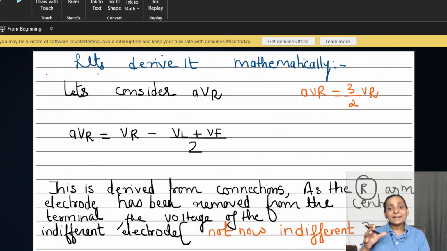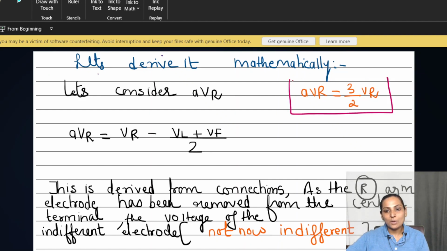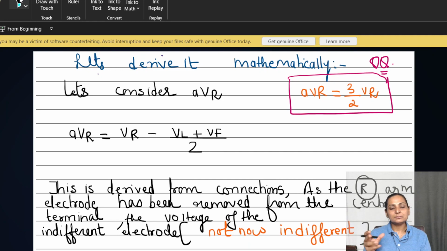Now it can be derived mathematically also. What you have to derive is that AVR is 3/2 of VR. This is again an MCQ. Now let us consider augmentation. So let us consider AVR, that is the right arm. Now just recollect the leads again, AVR, AVL and AVF. What is AVR? Right arm minus the remaining two.